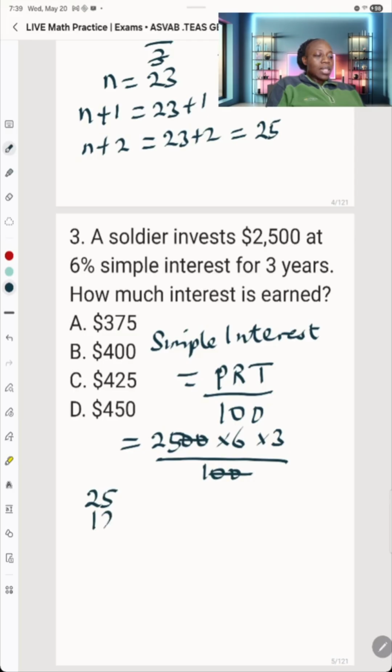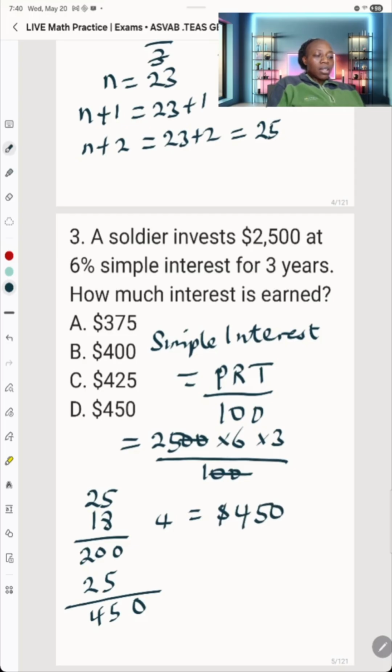25 times 18. Then 8 times 5, that will be 40. Let's keep 4. 8 times 2, that will be 16, plus 4, that will be 20. 1 times 5, 5. 1 times 2, 2. Then 0, 5, 4. This is 450. Yeah, that is 450. And the answer is what? D. The answer is D. So yeah, that's it.